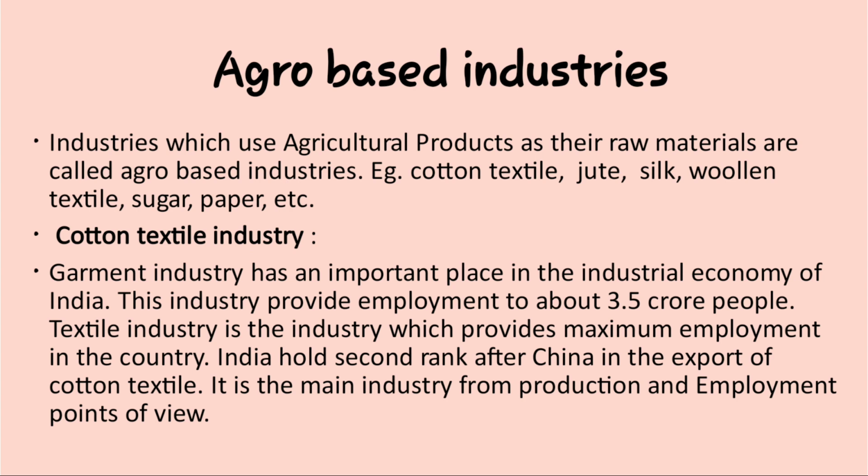What do you mean by agro-based industries? Please come to page number 103, last second heading. Cotton textile, jute, silk, woolen textile, sugar, paper, etc. are industries based on the raw material obtained from activity based on agriculture. Please underline the second half of that: industries based on the raw material obtained from activity based on agriculture. Examples: cotton textile industry, jute industry, silk textile industry, woolen industry, sugar, paper, etc.